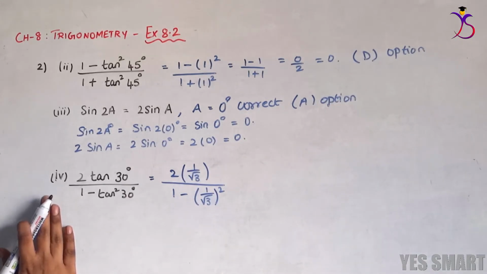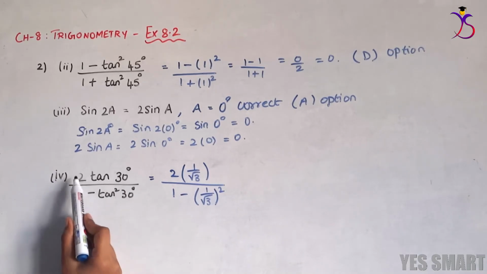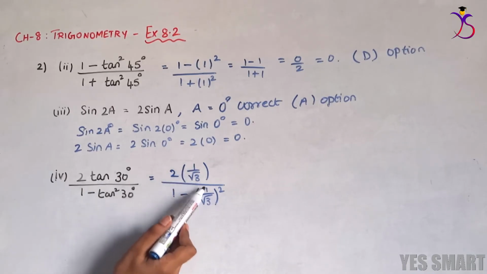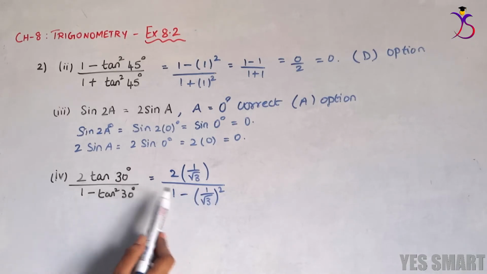Now moving on to fourth subdivision. 2 tan 30 by 1 minus tan square 30. I am just substituting the value. 2 tan 30. Tan 30 value is 1 by root 3. Square is there, so square.